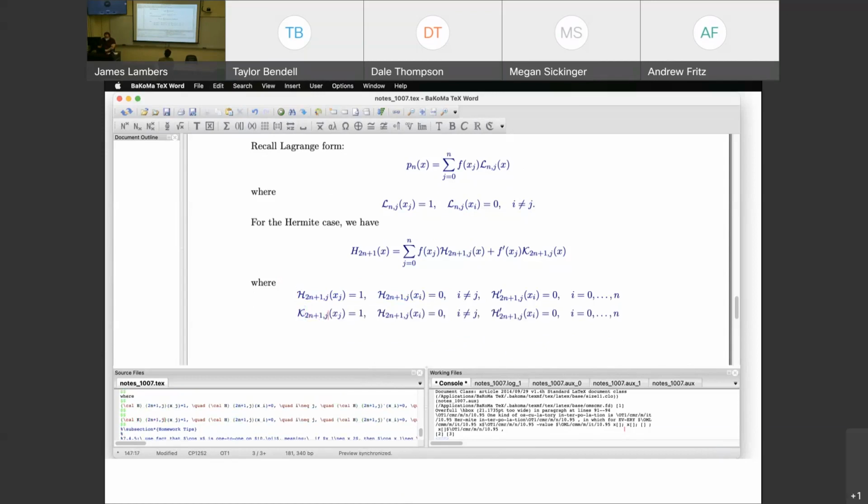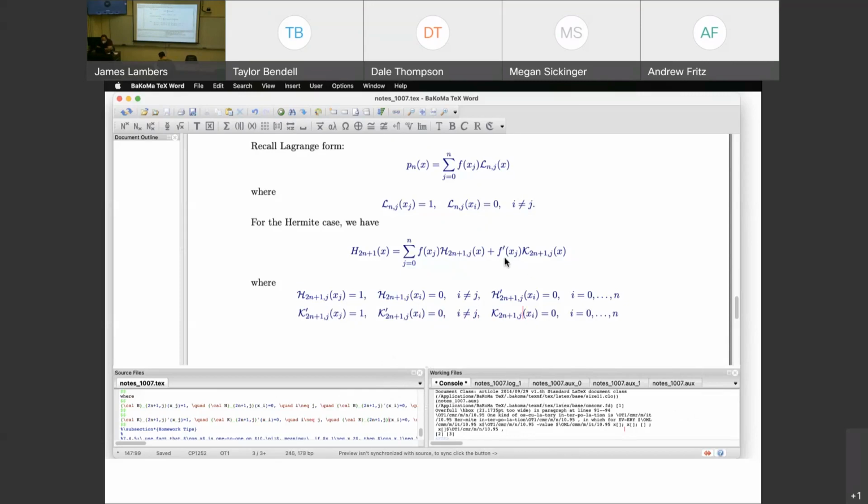But here it's for a derivative. Oops, the prime is in the wrong place. Okay. Here too. And then the k's are equal to 0 at all of the x values. So in terms of where you take a derivative or not, it's opposite between the h's and the k's. So based on these criteria, we'd like to be able to come up with formulas for these.